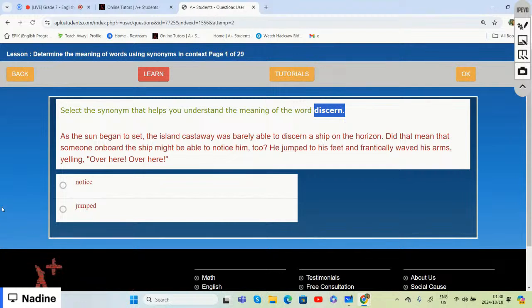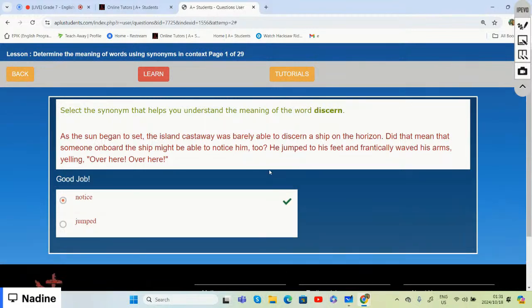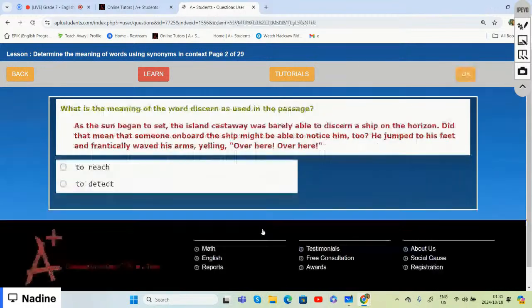And if we were to select the synonym that helps you to understand the meaning of the word discern, then we can say it is notice. So notice is our answer. The synonym of discern. We need to say what is the meaning of the word discern as used in the passage. So here we have another word discern, but we need to say what the meaning of the word discern is within the passage.